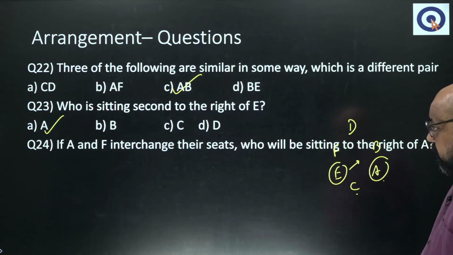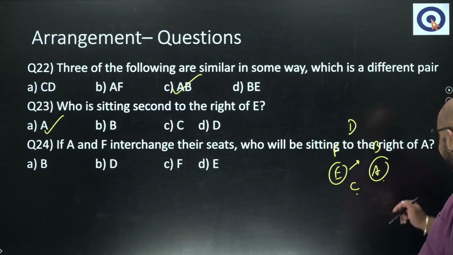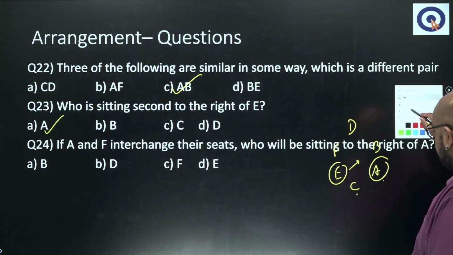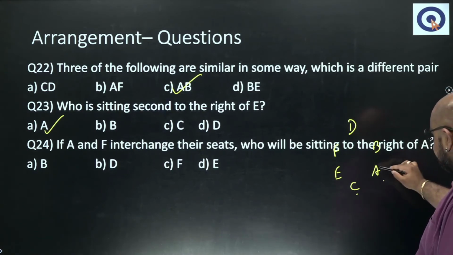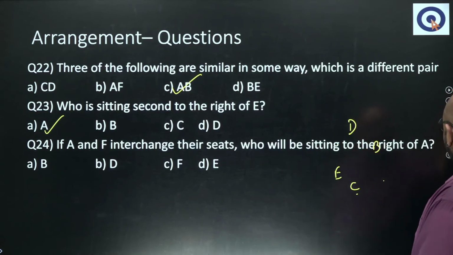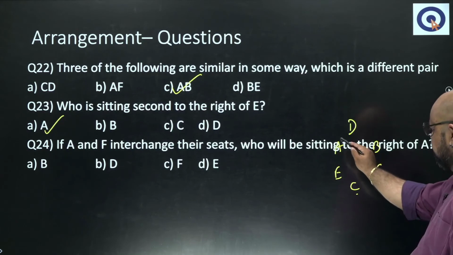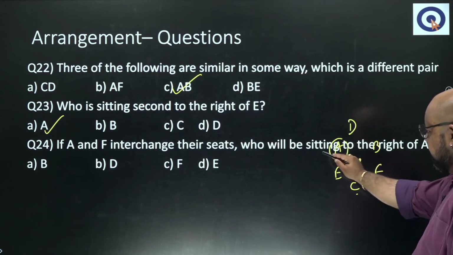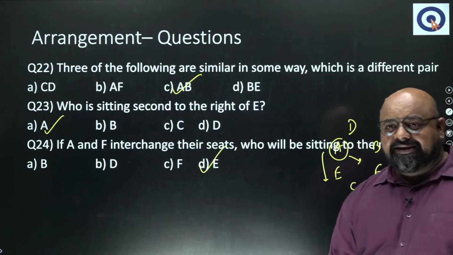Lastly, if A and F interchange their seats, who will be sitting to the right of A? A and F interchanging their seats would mean A goes to the top, F comes here. Who is sitting to the right of A? A facing inside. This will be the right side. So to the right of A now would be E.